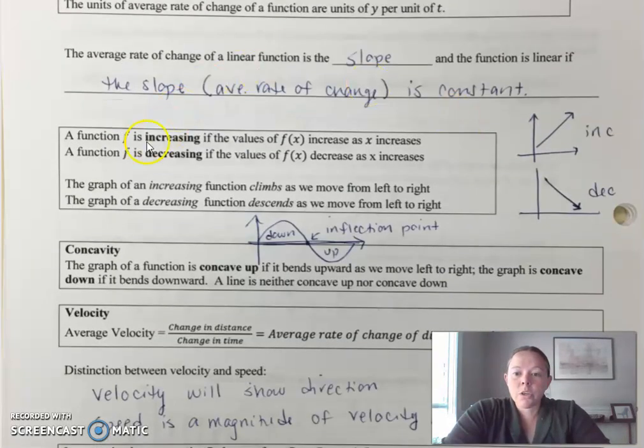All right, so a function is increasing if the values of f of x increase as x increases, which you can see over here. As x increases, your y values increase. Decreasing is when your y values decrease as your x values increase. Think of somebody walking from left to right. If that person is walking uphill, you know your function's increasing. If the person's walking downhill, the function's decreasing.